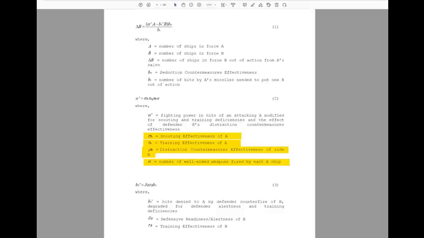Or it could be low probability, let's say between 0.95 and 0.6. You obviously will go with 0.95. And this explains how those effectiveness values are calculated.